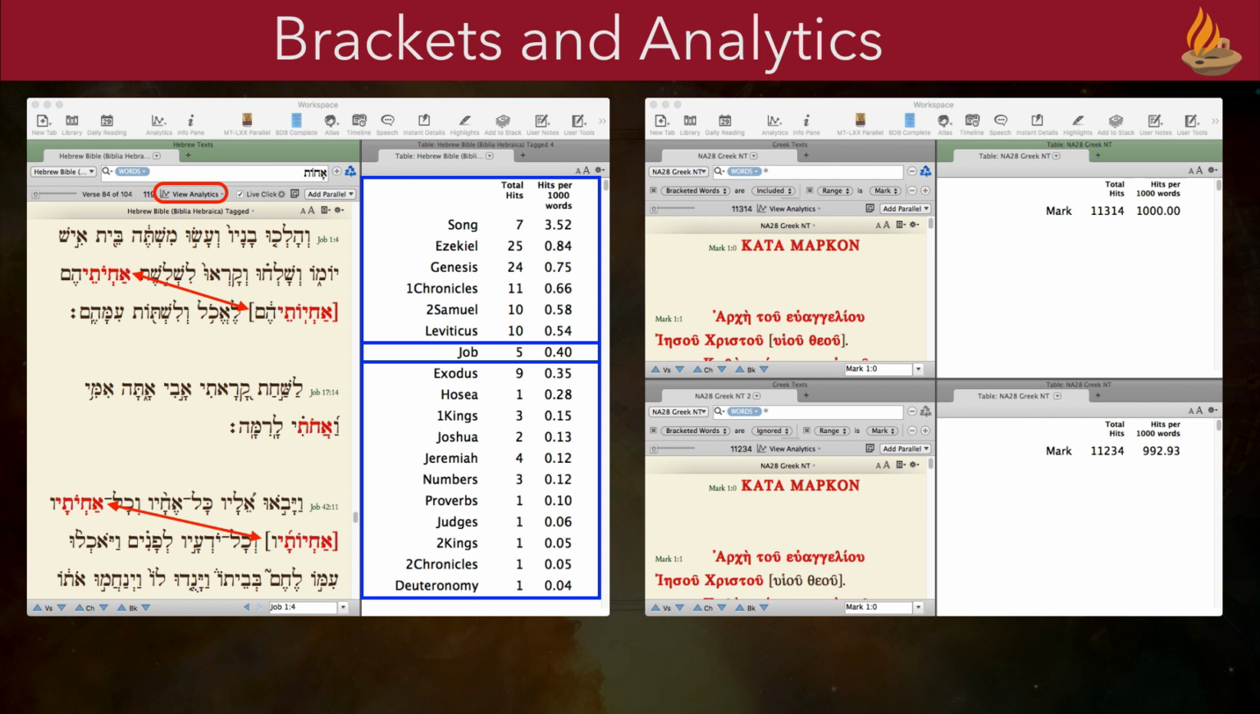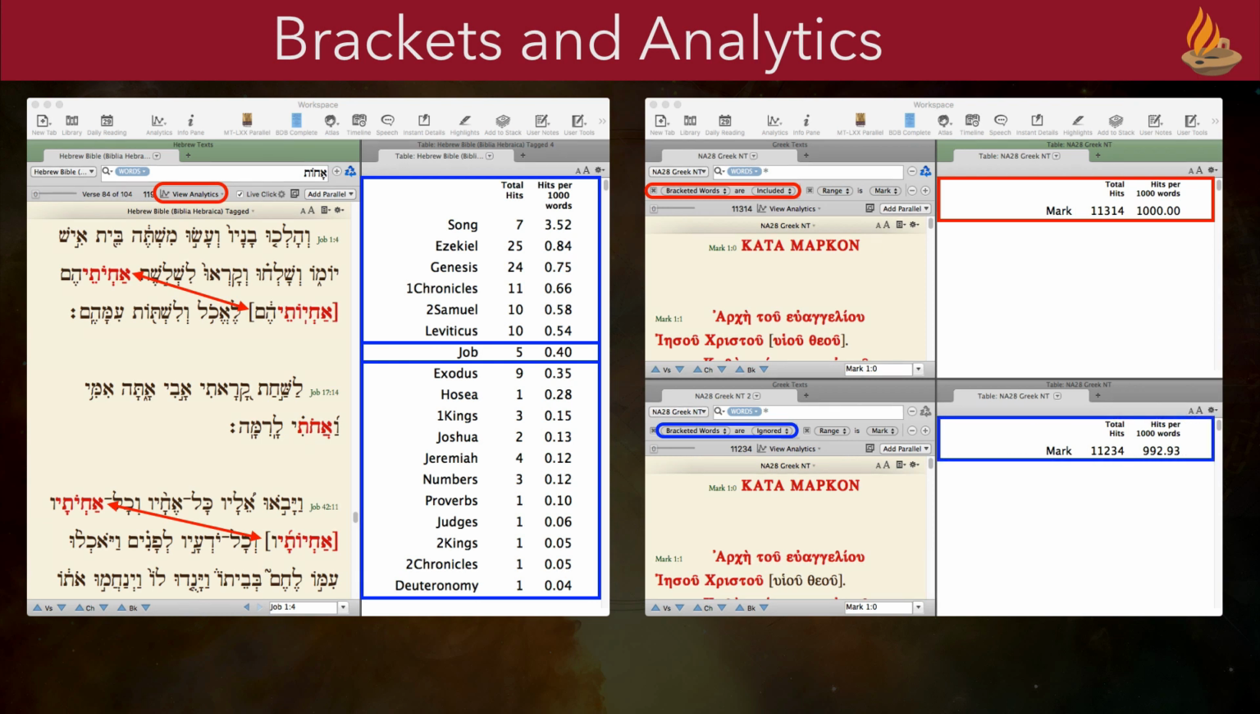The second example is from the Greek New Testament. It returns to the issue of the longer ending of Mark. The upper zone shows a search for all words in Mark, which includes bracketed words. The result, 11,314 words, 100%. The second search also searches for all the words in Mark, but this time excludes the words in brackets. It finds only 11,234 words, 90 fewer words.